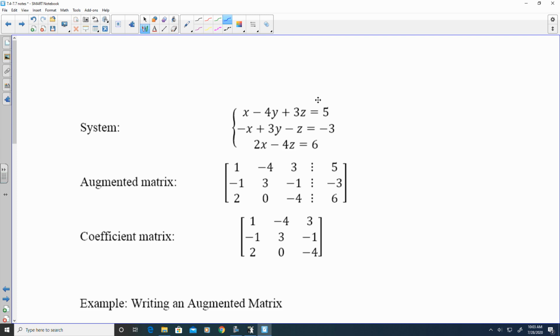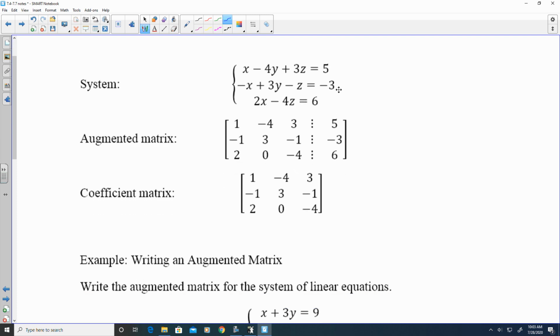So if we start with this system of equations in 3 variables, the augmented matrix has these 3 vertical dots to indicate the spot where the equal sign would be, and the number to its right is going to be the constant from the system. It's almost exactly the same as the coefficient matrix, except the coefficient matrix doesn't have the dots and the numbers to the right, just the coefficients. Notice in the third equation, we're missing the y variable, which is why there's a 0 in that y spot, in that second spot in the third row.